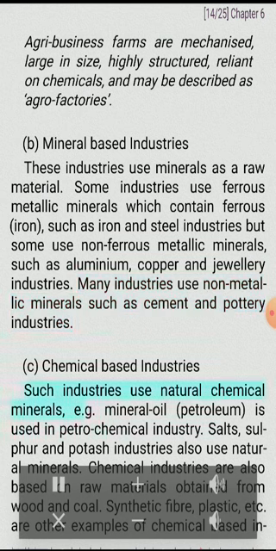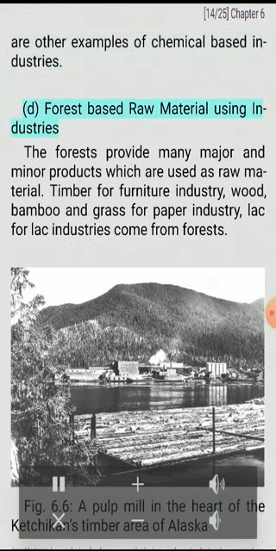C. Chemical-based industries. Such industries use natural chemical minerals, e.g. mineral oil, petroleum, is used in petrochemical industry. Salts, sulfur and potash industries also use natural minerals. Chemical industries are also based on raw materials obtained from wood and coal. Synthetic fiber, plastic, etc. are other examples of chemical-based industries.